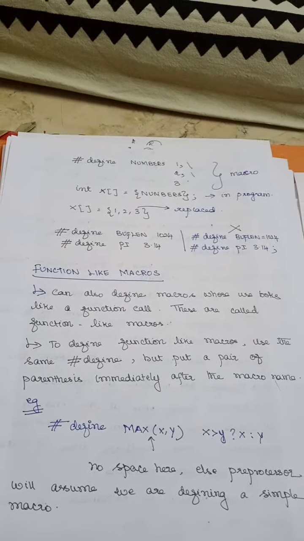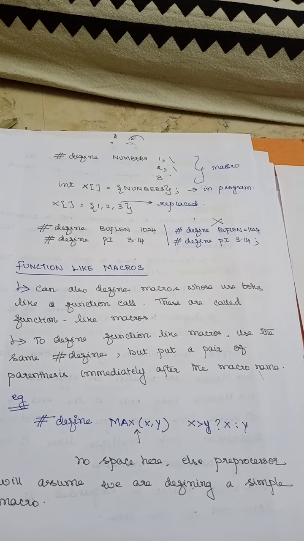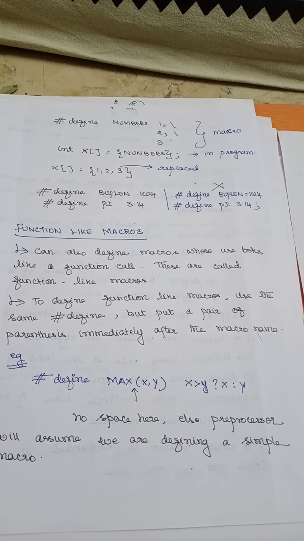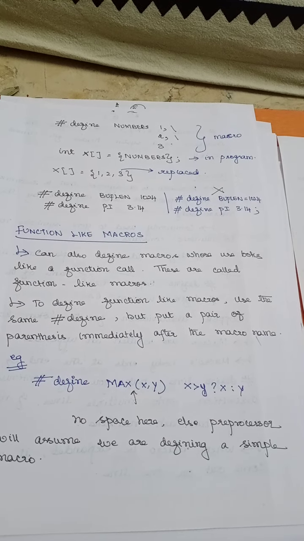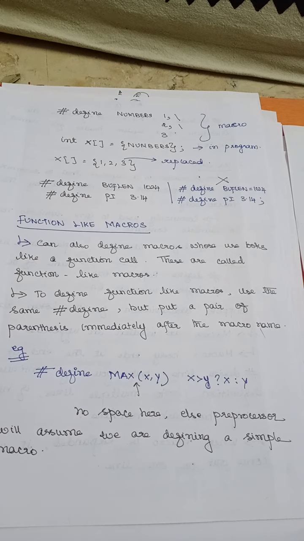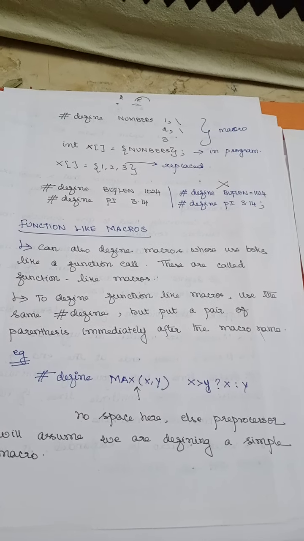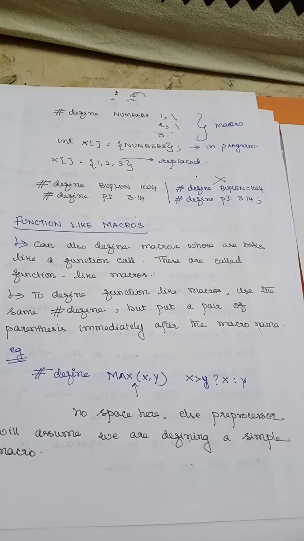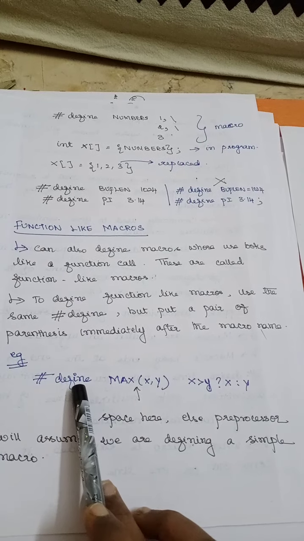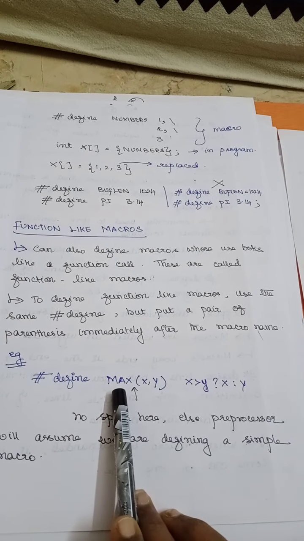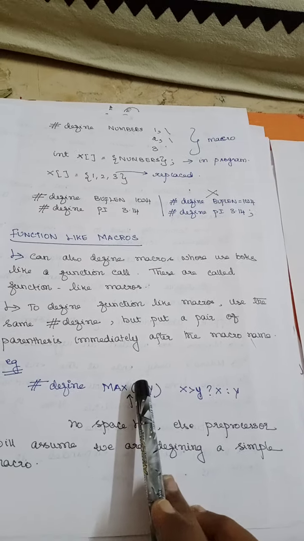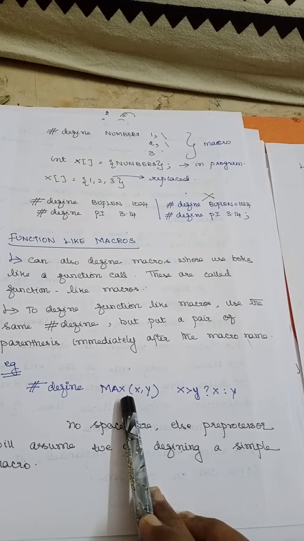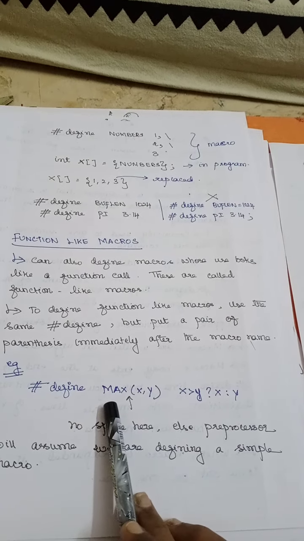Now when I say macro, your macro can also act like a function. So function like macros, right, can also define macros whose looks like a function call. So I can also have something like a function call. Whenever you are defining a macro like a function call, then you should have a parenthesis. So hash define, this is going to be the name of the macro, followed by a parenthesis. Immediately you should have a parenthesis. If you leave a space in between, then it considers that as an ordinary macro.